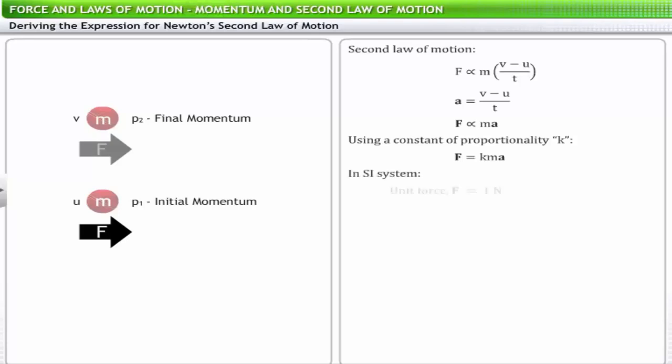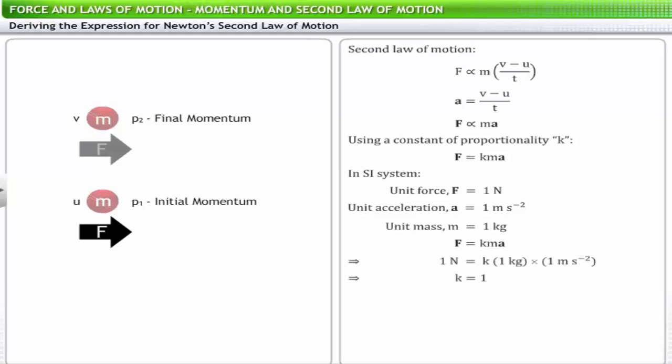In the SI system, a unit force is a force with a magnitude of 1 Newton. Unit force is defined as the force that produces unit acceleration, that is, 1 meter per second squared, when applied on a body of unit mass, 1 kilogram. Thus, substituting the values in the expression F = kma and simplifying, we get the value of k as 1. Hence, we get the mathematical expression of the second law of motion as F = ma.